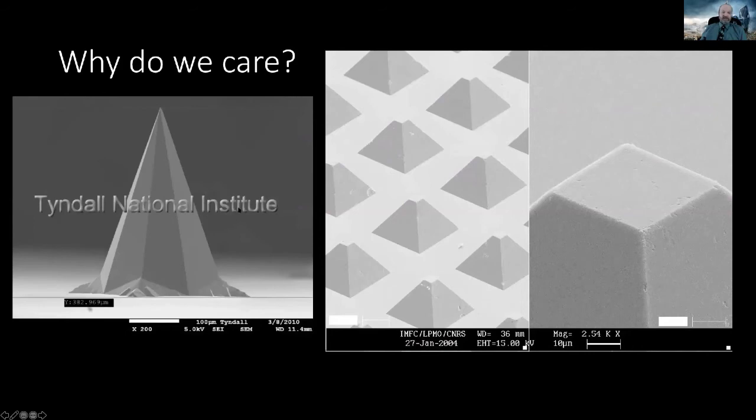So Tyndall National Institute is where Dr. Jackson worked for, I don't know, about 11 years in Ireland, and they were making needle arrays. So you can actually make very fine needles, right? So these are extraordinarily pointy. They're taking advantage of the crystalline lattice structure to make these very pointy things. And having very small needles makes it so you don't feel anything.